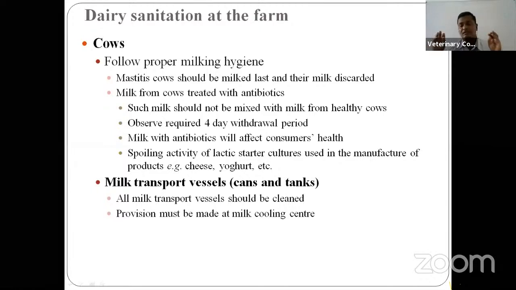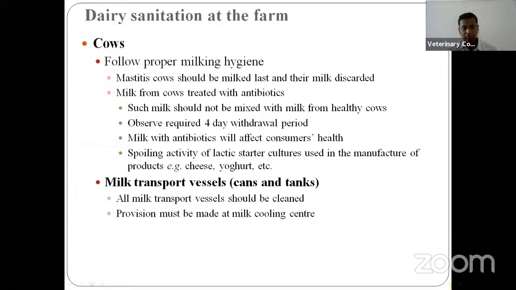You know that there are certain fermented products that need to be produced. Since there are already traces of antimicrobials in the milk, they inhibit these starters, the good bacteria. So your product is not formed because the fermentation has not happened. That's why the residues have a negative effect on the product itself, and second, on public health. So these are the impacts of antibiotics or antimicrobials when we talk about cows. Other aspects of that, as and when the chapters come, we'll discuss them.